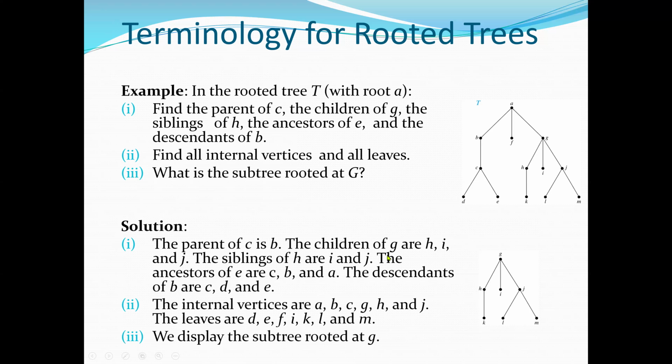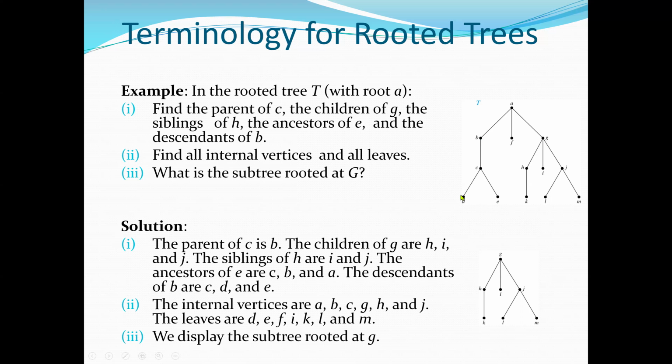Now the ancestors of Y, so what's Y? The ancestors of Y will be C, B, A. The last one is A. Now the descendants of B, so we go to B, will be C, D, and E.